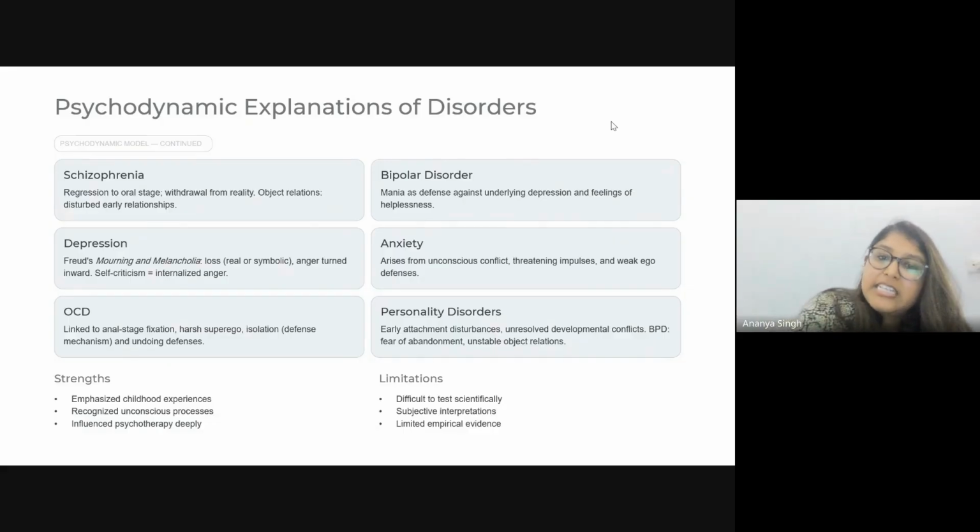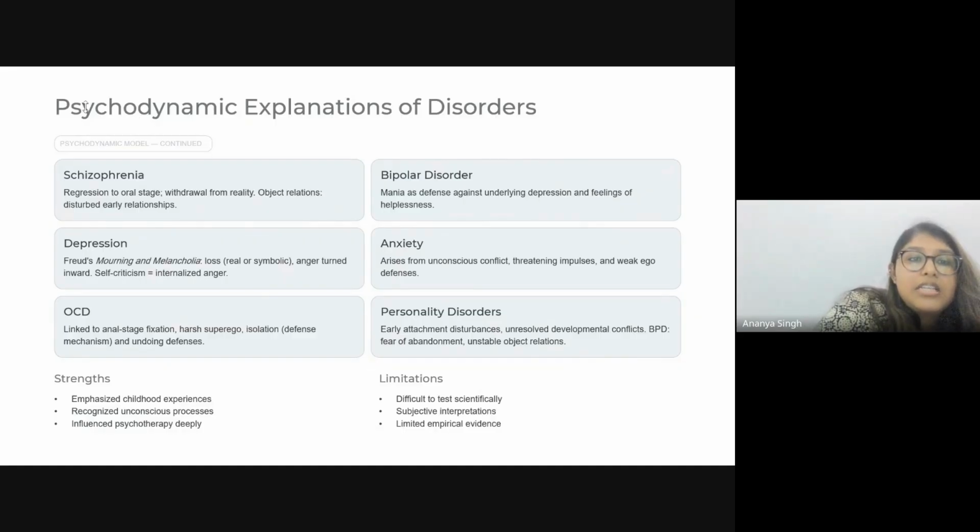Then there is anxiety. It arises from unconscious conflict. Classic. This intrapsychic conflict is giving us anxiety. There is ego anxiety, which we've read about in this model. Threatening impulses are trying to come to the surface, which causes the ego a lot of anxiety: how to suppress it, how to handle it. And weak ego defenses: if the defenses are too weak, or too strong, too rigid, it causes anxiety.